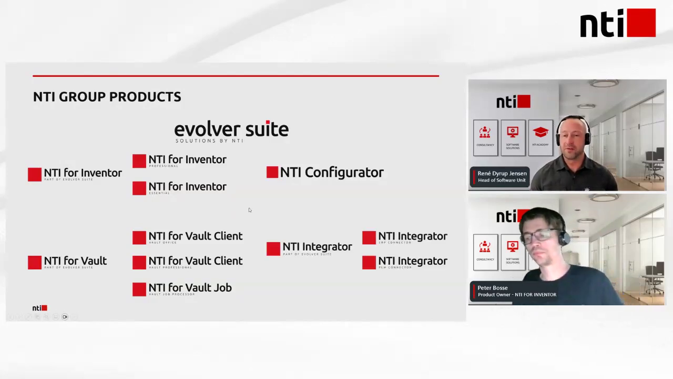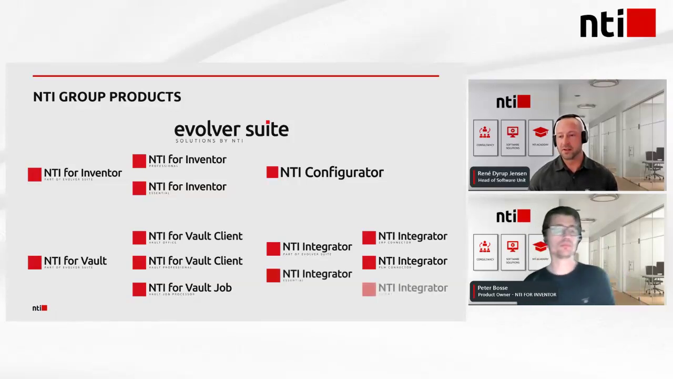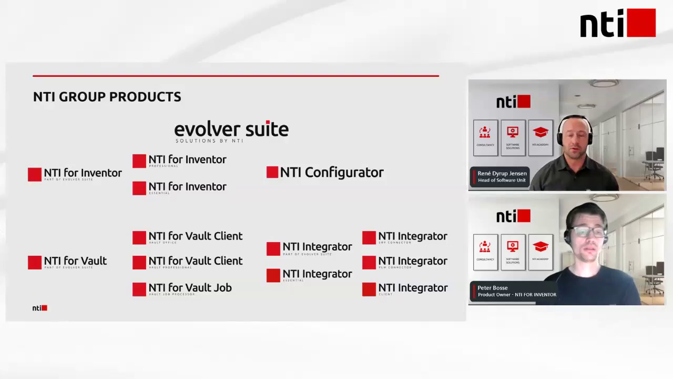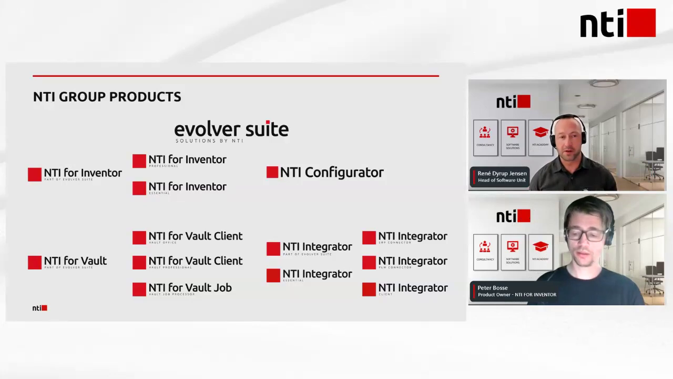And as a last thing, we also have our integrator, which can integrate different systems. For example, we can integrate Vault with your ERP system in a bidirectional approach. We can integrate to PLM systems. We can basically integrate all kinds of systems in a combination. And the integrator also comes in an essential flavor with a more limited amount of functionality, and hand in hand with that, what we call an NTI integrator client, which is installed on top of the Vault client. So this is just a very, very brief overview of the product landscape of our Evolver suite.